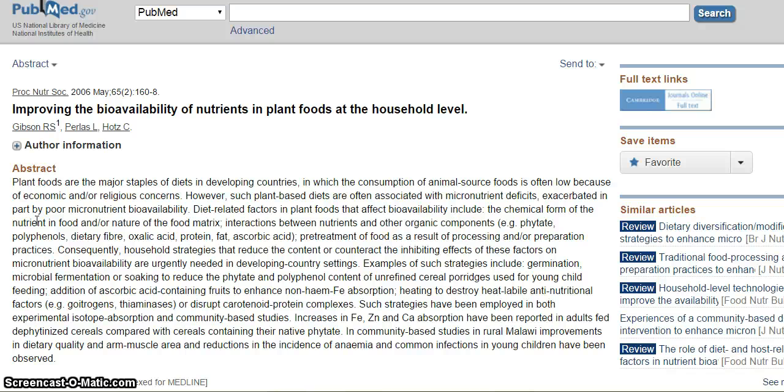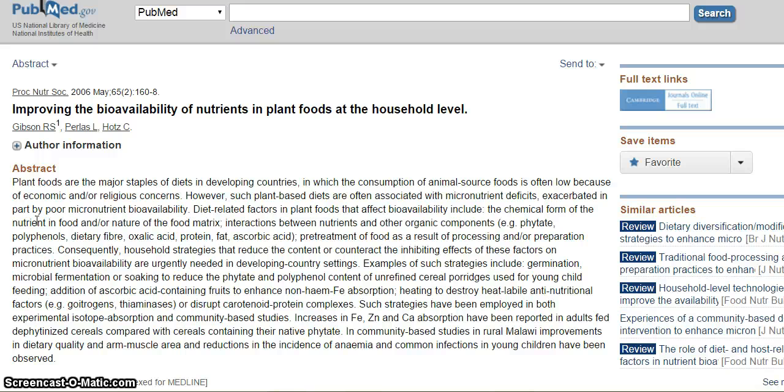Interactions between nutrients and other organic components, for example phytate, polyphenols, dietary fiber, oxalic acid, protein, fat, ascorbic acid. Pre-treatment of foods as a result of processing and/or preparation practices. Consequently, household strategies that reduce the content or counteract the inhibiting effects of these factors on micronutrient bioavailability are urgently needed in developing country settings.